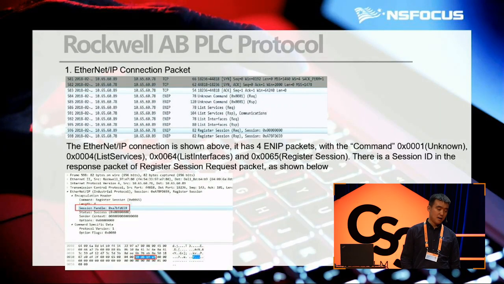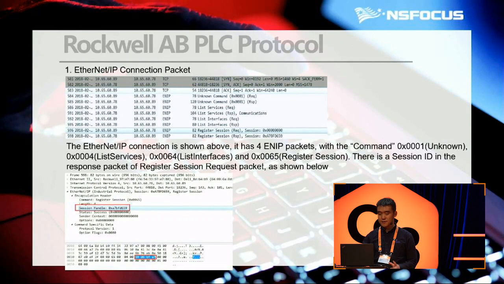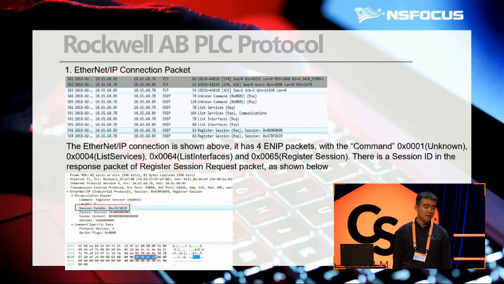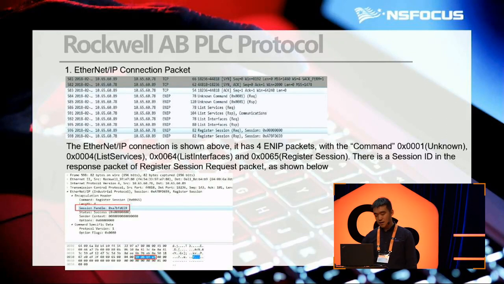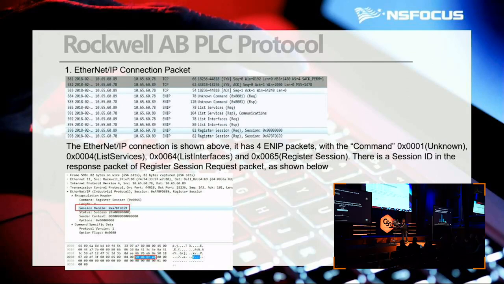So after that, we are going to analyze the packets. We found that first is the TCP connection, and following the TCP connection, it is the EtherNet/IP connection packet. There are four EtherNet/IP connection packets. Wireshark has analyzed these packets with the command byte 0001, 0004, 0064, and 0065.